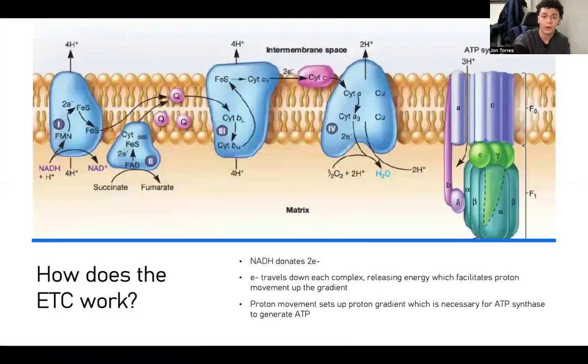Okay, so just as a quick refresher for everybody, how does the electron transport chain work?